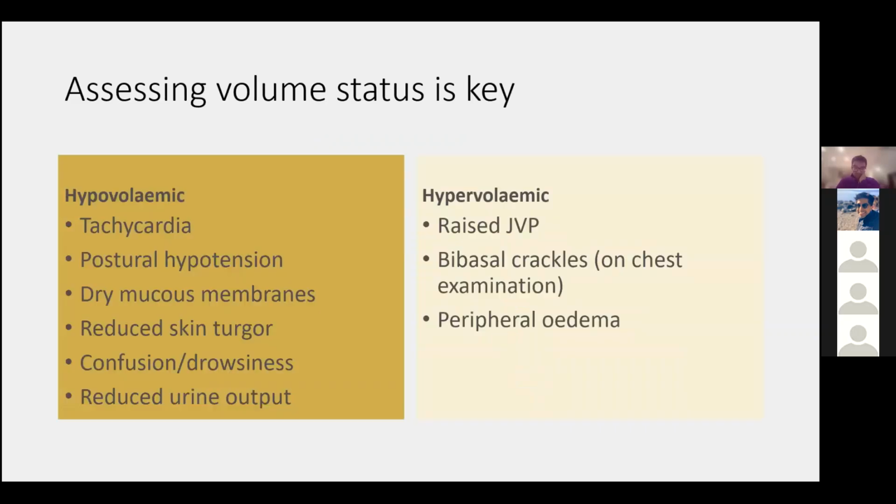So assessing fluid status is key to determining the cause. So features that may indicate hypovolemia are tachycardia, postural hypotension, dry mucous membranes, reduced skin turgor, confusion, and reduced urine output. Hypervolemic, you want to look at the JVP, see if it's raised. You want to see if there's any bibasal crepitations and if they have any evidence of pitting bilateral edema in the peripheries.